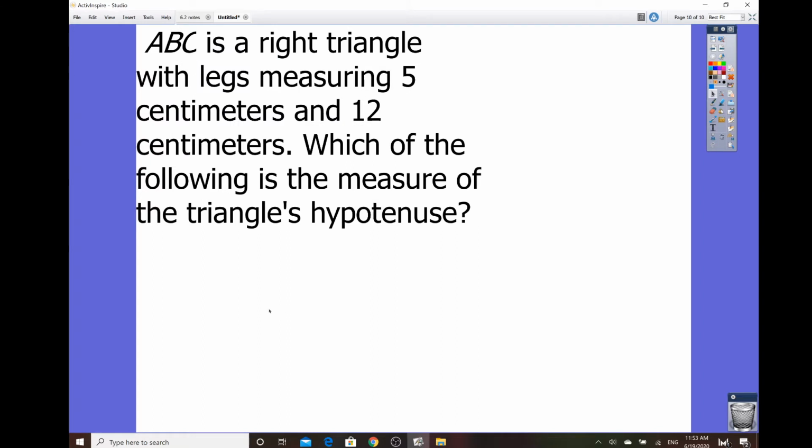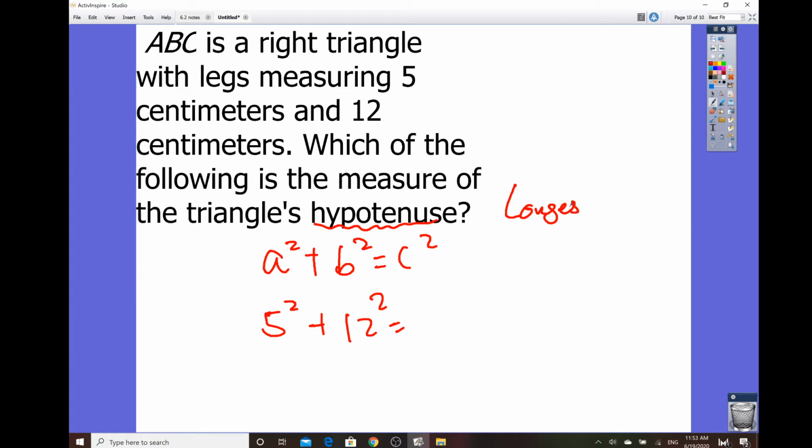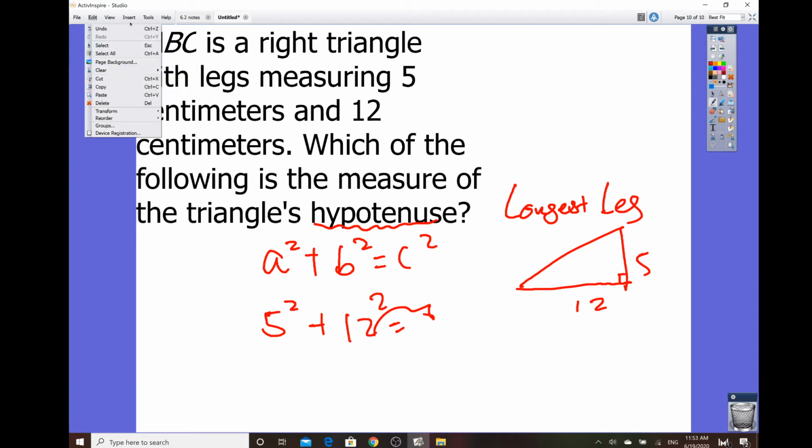You are pretty familiar with the Pythagorean theorem: a squared plus b squared equals c squared. The shortest leg we got is 5, so a is 5 squared, and b squared is 12 squared. The hypotenuse is always the longest side. So we have a right triangle like this, with 5 and 12. Excuse me, let me just erase this.